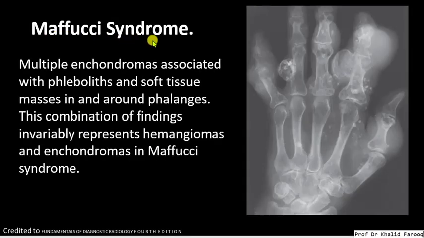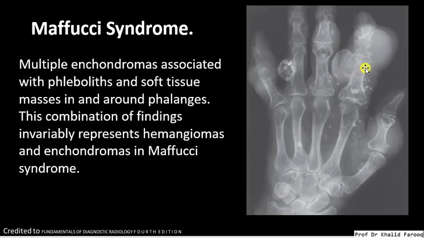This is Maffucci syndrome, where we see multiple enchondromas associated with phleboliths and soft tissue masses in and around the phalanges. This combination of findings invariably represents hemangiomas and enchondromas, which are noted in Maffucci syndrome.